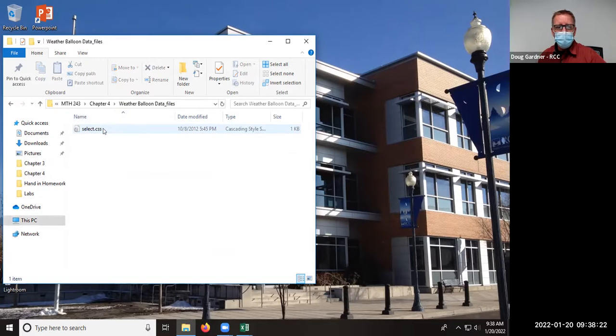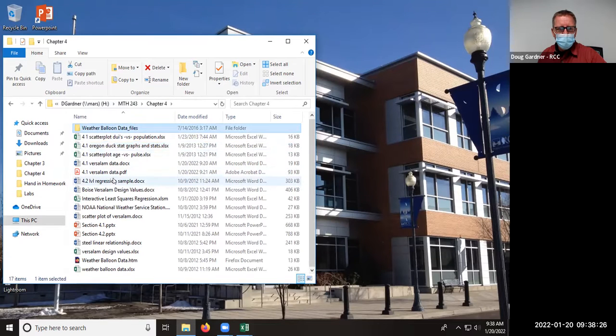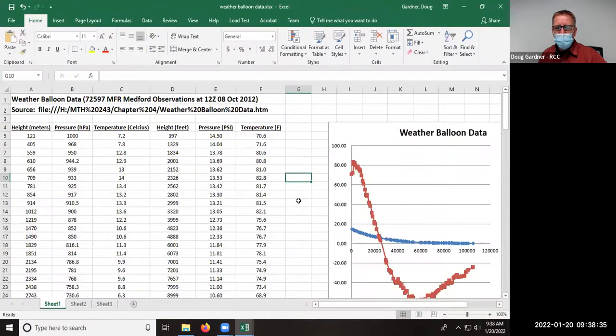Here's weather balloon data. Uh-oh. Hopefully I have this some other place. I do, good. Here's weather balloon data for our region. I can't remember when this was. Maybe it says up there at the top, October 2012.